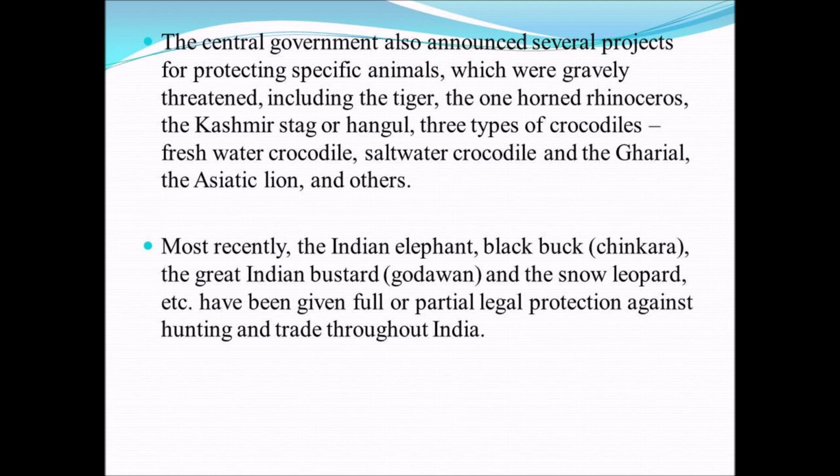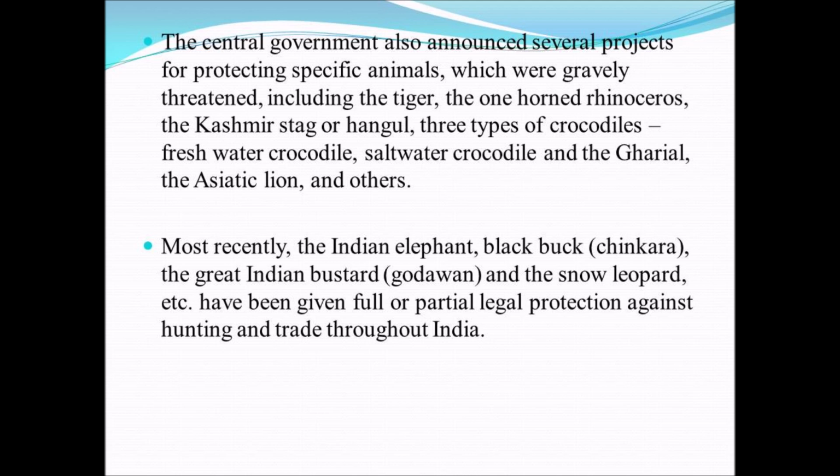The central government also announced several projects for protecting specific animals which were gravely threatened, including the tiger, the one-horned rhinoceros, the Kashmir stag or hangul, 3 types of crocodiles: freshwater crocodile, saltwater crocodile, and the gharial, the Asiatic lion, and others. Most recently, the Indian elephant, black buck, the great Indian bustard, and the snow leopard, etc., have been given full or partial legal protection against hunting and trade throughout India.